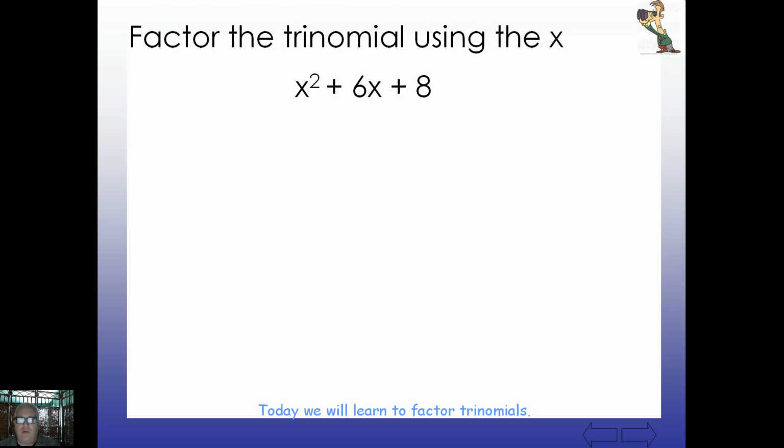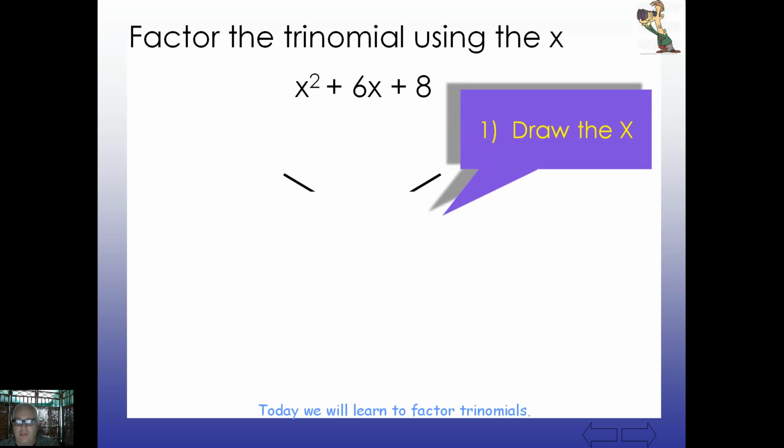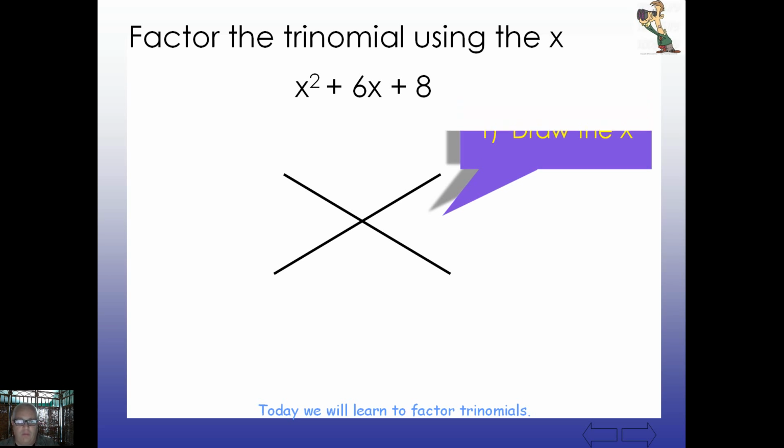Okay, so factor the trinomial using the x. So here we go, x squared plus 6x plus 8. So here's what I want you to do: in this case, just watch this example, and then we'll have some to write down. So just sit back and watch what I'm going to do here. The first thing is I'm going to draw an x underneath the trinomial. Draw an x there. Now, most of this is mechanics. Anybody can draw an x, no big deal. We're just going to draw an x nice and big there underneath the problem.